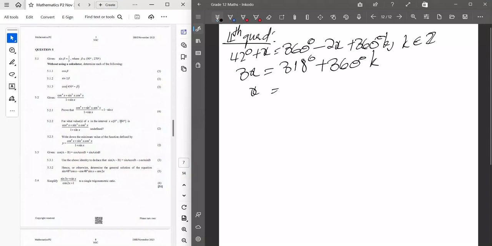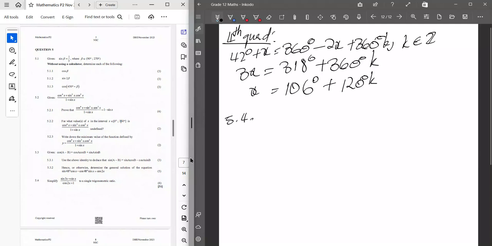318 divided by 3 becomes 106. So this is 106 degrees plus 120 degrees k. 360 divided by 3 is 120 degrees, all right? So these are your general solutions. All right, we are done. 4.3.2, we are done. Now let's look at 5.4.